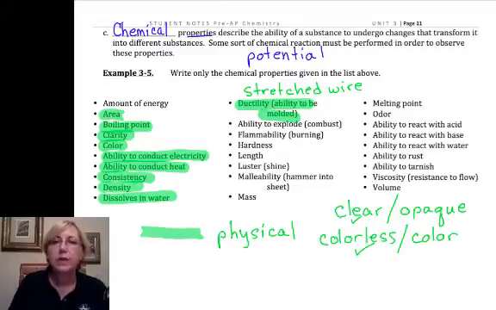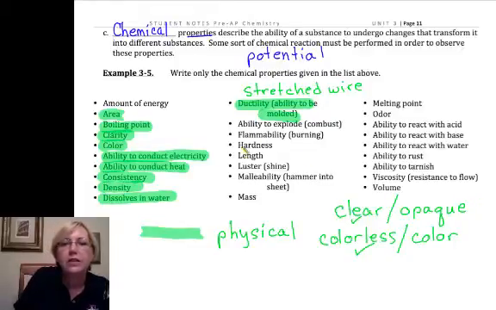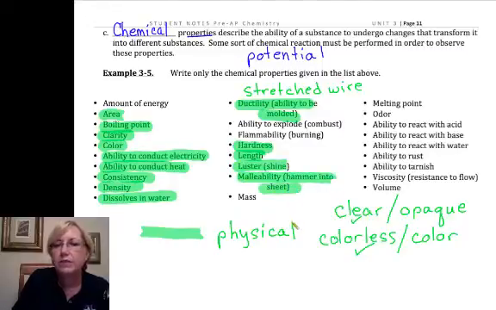The ability to explode. Well, if you combust something, if you burn something, you're changing its chemical properties. So you're breaking bonds, forming new bonds. That's not physical. Flammability is not physical. Hardness. I can measure hardness without destroying it. Length. Luster. Malleability is similar to ductile. I can hammer metals into a sheet.